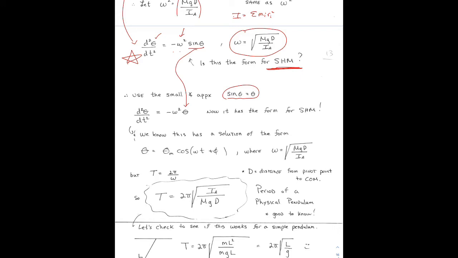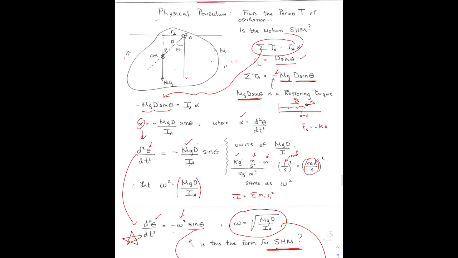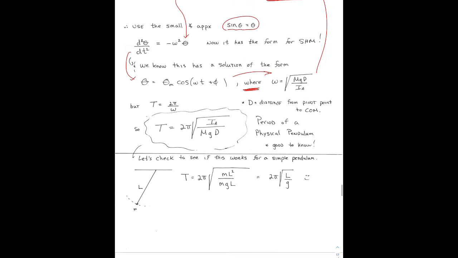Now it is a simple harmonic oscillator, and we know that this has a solution of theta max cosine or sine of omega t plus phi, where omega was that mess, with the mass of the object. Got to be careful: that d stands for do not be confused. That d is a specific distance, just from the pivot point to the center of mass. That's no big deal.